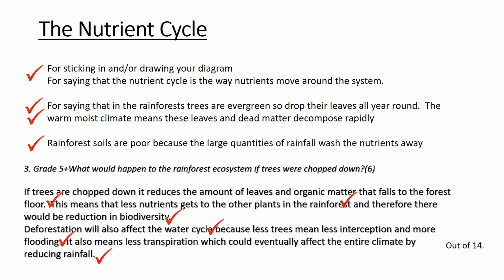It also means less transpiration, which is kind of evaporation from the leaves, which could eventually affect the entire climate by reducing rainfall. Okay, so the danger is if you chop down the rainforests, then there's going to be less moisture going into the atmosphere, and that's going to have an impact on the entire climate, not just in the rainforest. So again, I'll leave that screen on for a few seconds so that you can just mark your work and then give yourself a score out of 14.